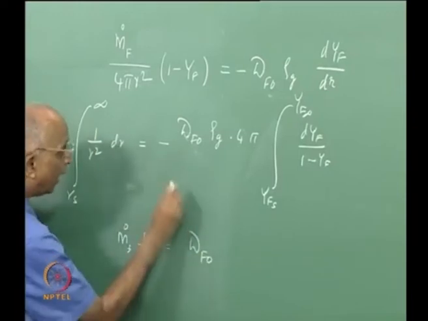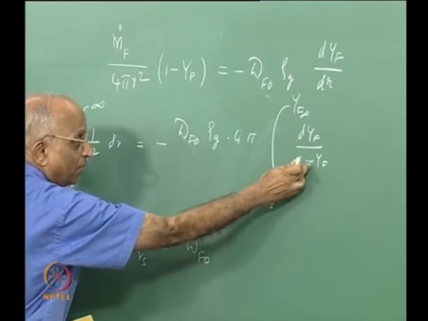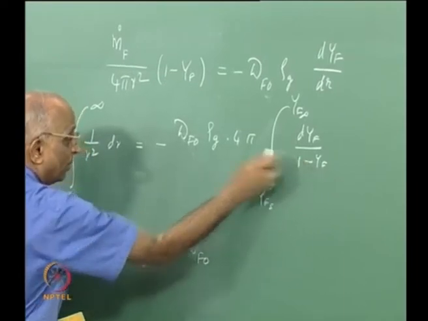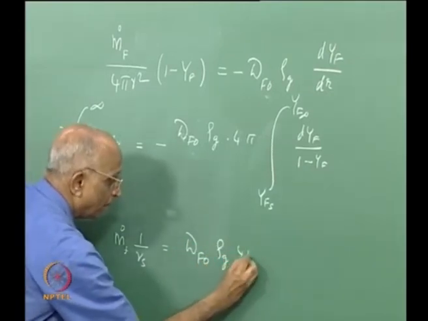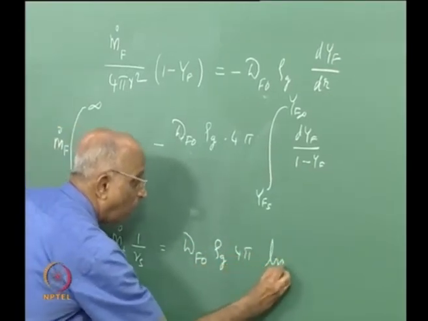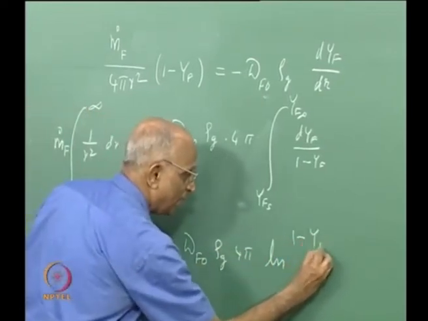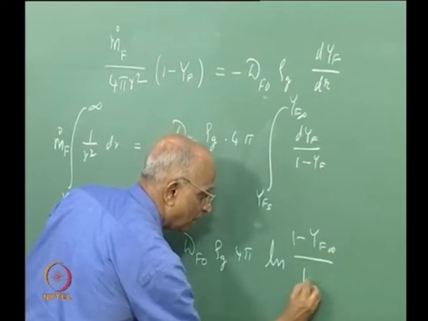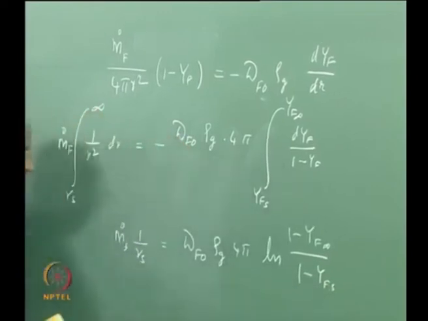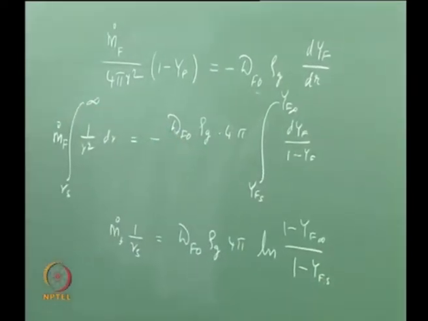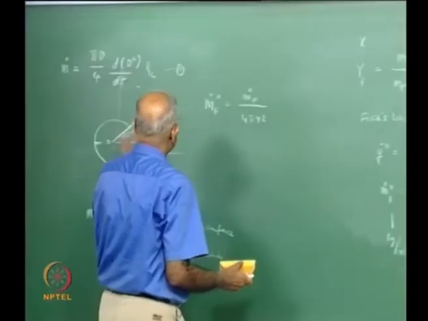D f naught, I have a negative sign, dyf by 1 minus yf, I have minus sign, minus log of 1 minus yf, the minus and minus sign cancel, into rho g into 4 pi into logarithm of, what logarithm of? 1 minus yf at infinity divided by 1 minus yf at the surface. Is it all right? This is the value of the mass which is leaving.